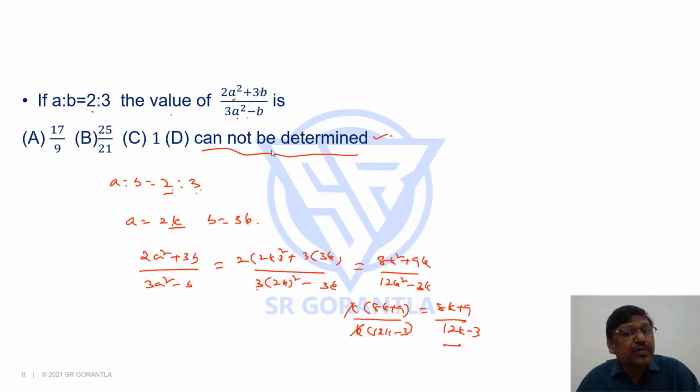But I'm afraid normally what mistake we do here is, in the place of a, we substitute 2. In the place of b, we substitute 3 and try to solve the question. And you will get 17 by 9 and you will go for it, especially when there is an option. But please remember, it's not necessarily 17 by 9. It can take any value depending on what is k value, right? So this question is cannot be determined.